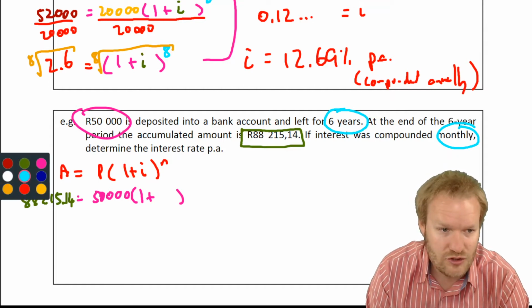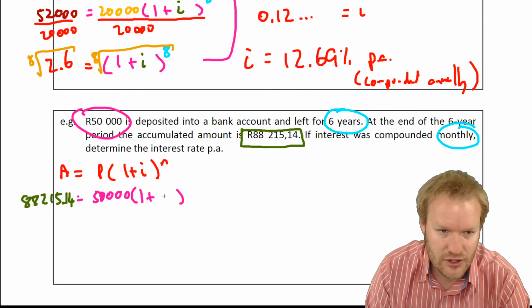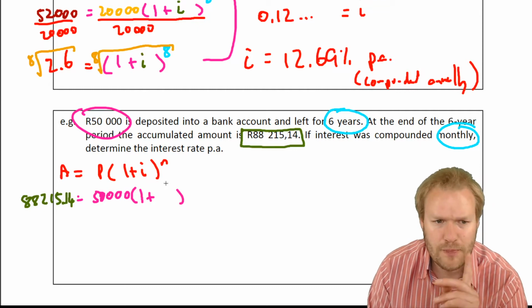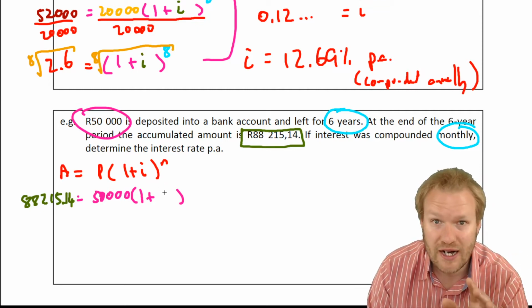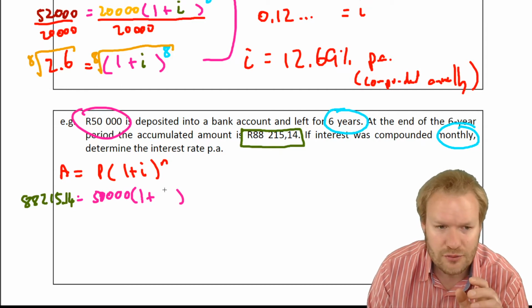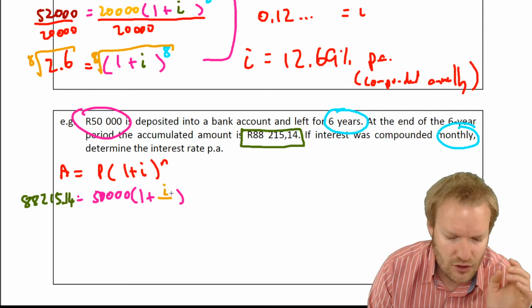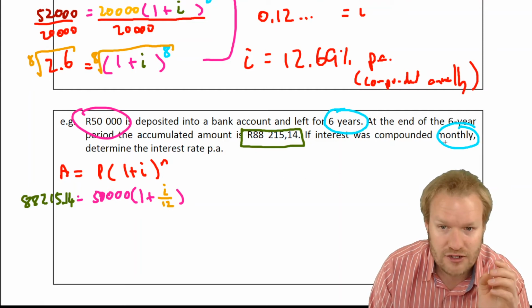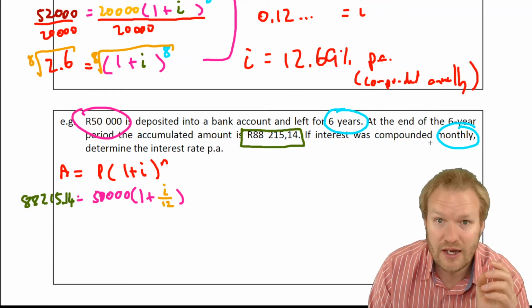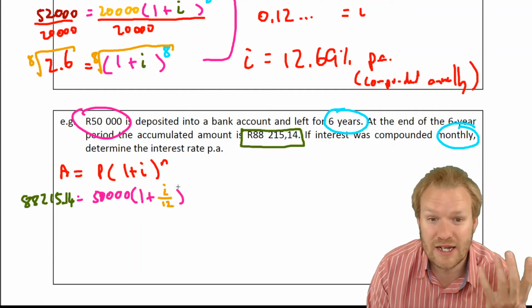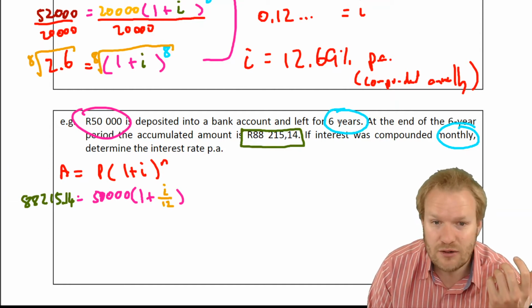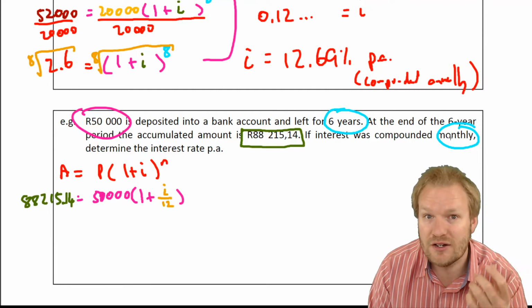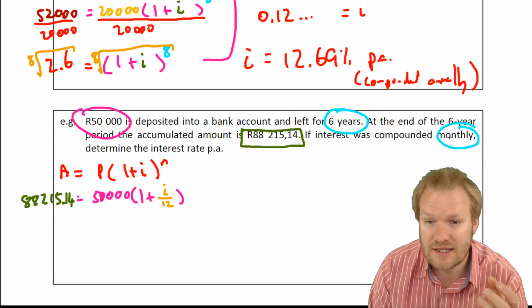So we don't know what the interest is. This is what we're going to work out. But think about when you work this out forwards. You wouldn't have just put i. You would have put i over 12 because it's monthly. And the number of compounding periods is not 6, because we've got 6 years compounded monthly. So it's 6 times 12.